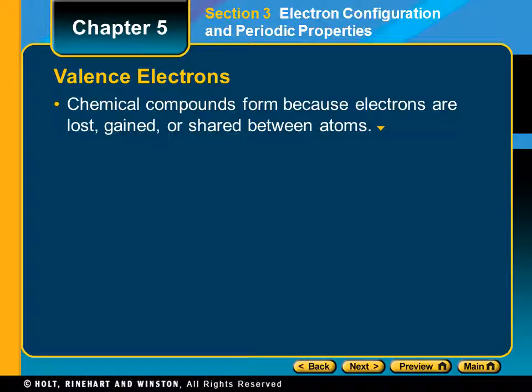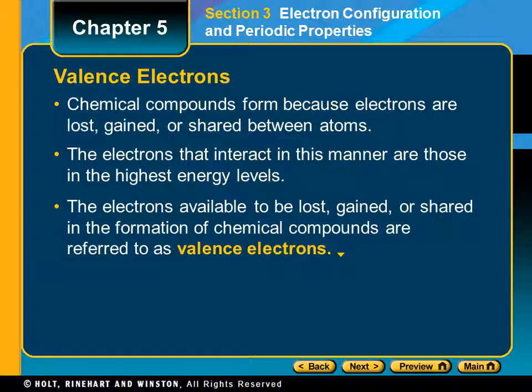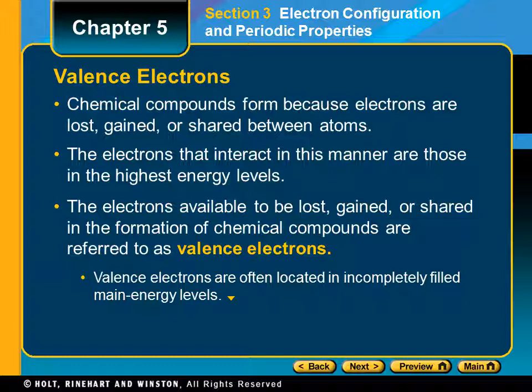Let's talk about valence electrons. Chemical compounds form because electrons are lost, gained, or shared between atoms. So I've mentioned this, guys. Chemical reactions form due to electrons on the outside of an atom. The electrons that interact in this manner are those in the highest energy level. And the highest energy level ends up being the outside electrons of any particular element. So the electrons available to be lost, gained, or shared in the formation of chemical compounds are referred to as valence electrons. They're often located in incompletely filled main energy levels.